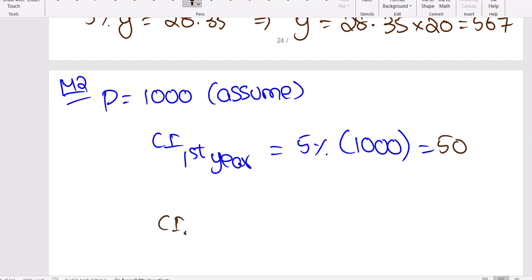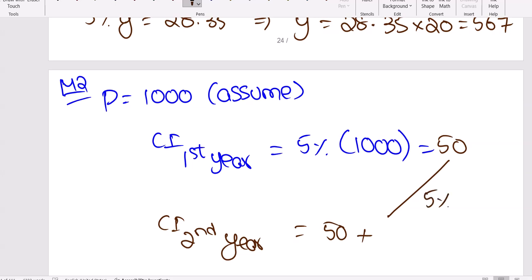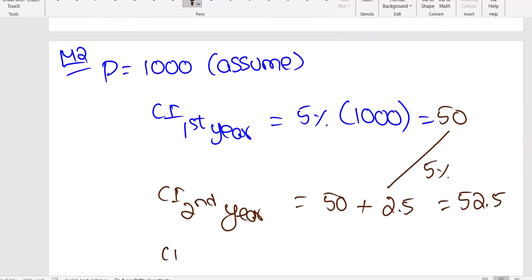Now the compound interest for the second year. 50 plus, not 1000, 50 plus 5% of 50. What is 10% of 50? 5. 5% means 2.5. You will get 52.5. Next, third year. How will you get the compound interest for the third year?